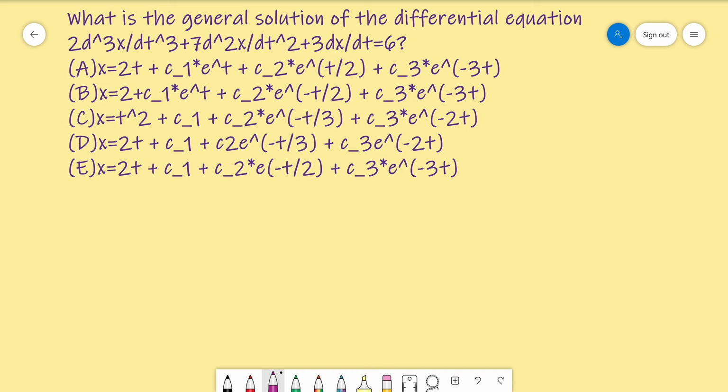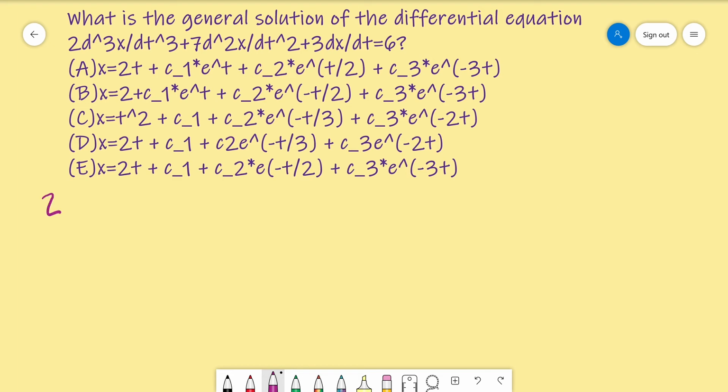Hey everyone, welcome back. This is the 9th question in the differential equations chapter of Cracking the GRE Math Subject Test. This question is not too difficult. I'm just going to rewrite the equation here.